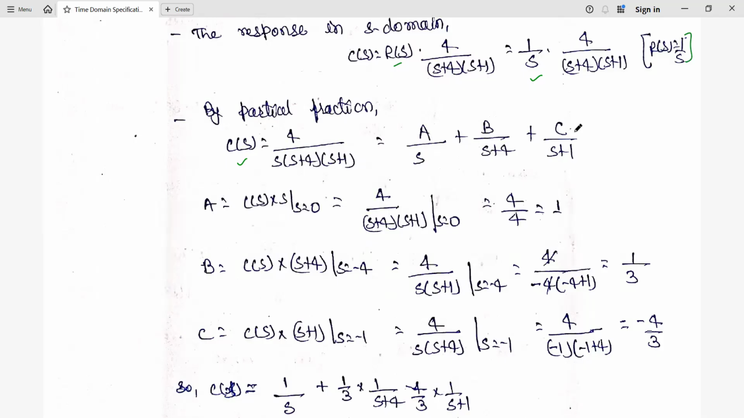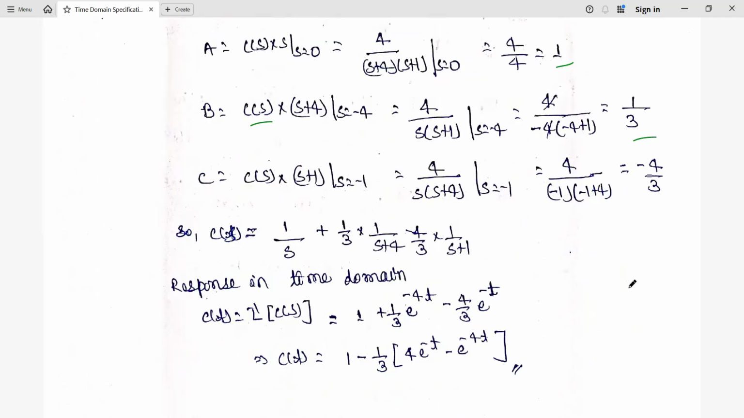Finally, this C(s) can be written as A by s plus B upon s plus 4 plus C upon s plus 1. Now we have to find the values of A, B and C. A is obtained by multiplying by the denominator s and substituting s equal to 0, which gives us the value 1. To obtain B, C(s) is multiplied with the denominator s plus 4, then we substitute s equal to minus 4. On that basis we have B equal to 1 upon 3.